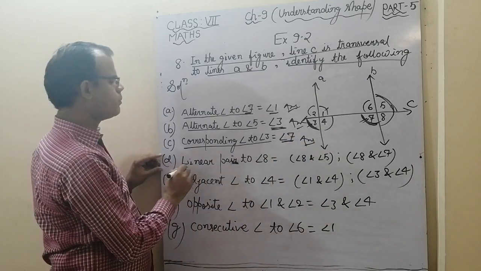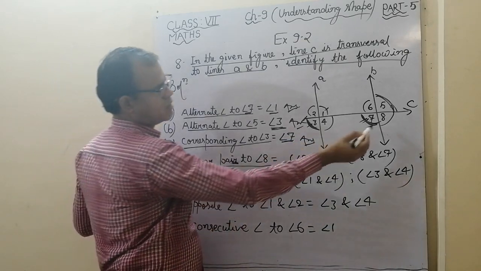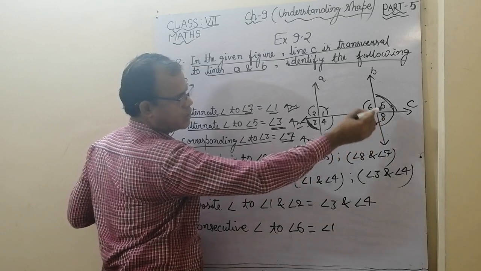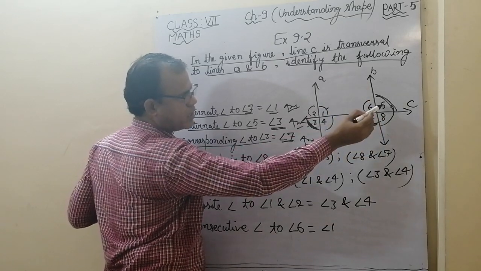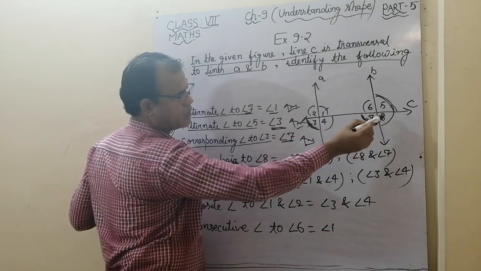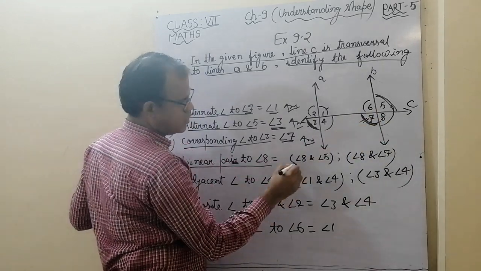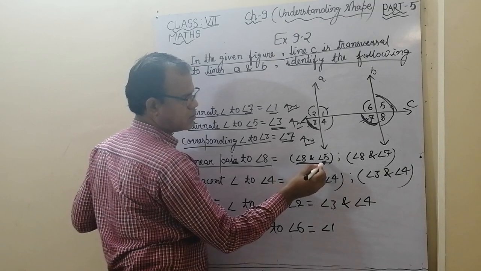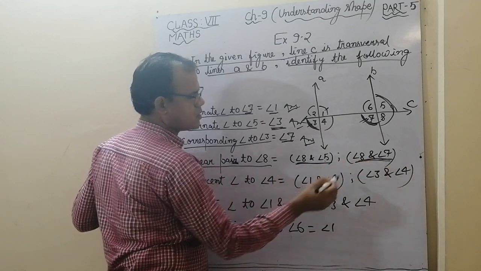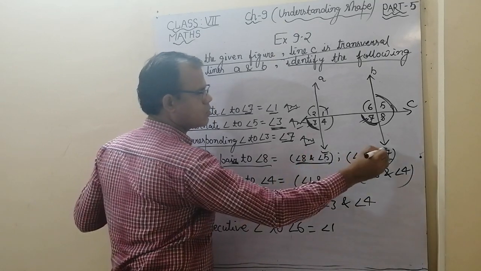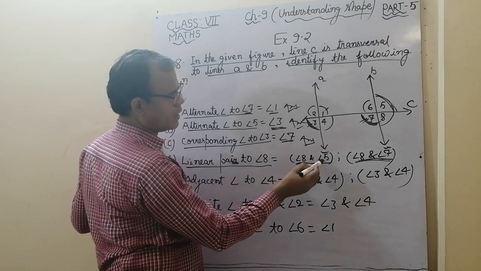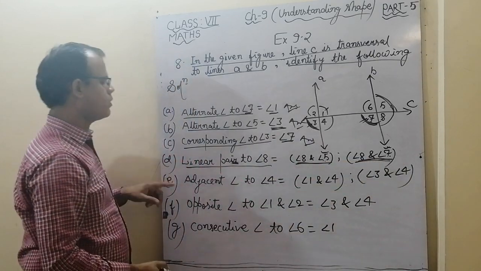Next, linear pair to angle 8. This is angle 8, so you see here, this is a straight line. So angle 5 plus angle 8 is 180 degrees, or angle 7 plus angle 8 is 180 degrees. So we write here angle 8, angle 5, and angle 8, angle 7. So these two angles are the linear pair: angle 5 and angle 7.